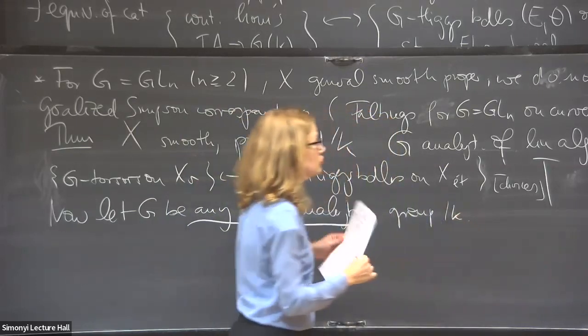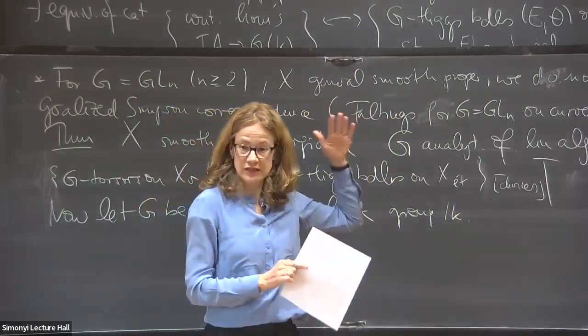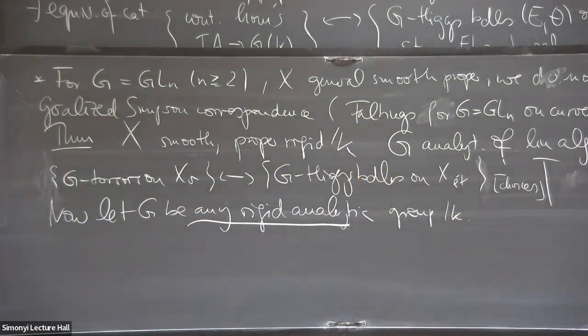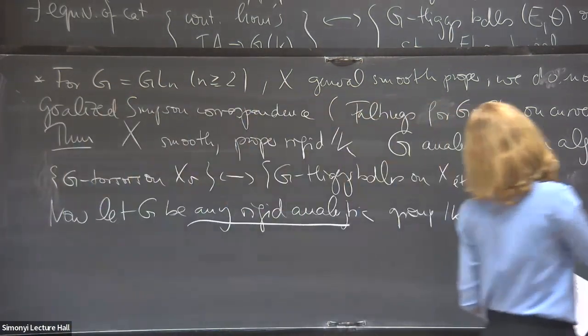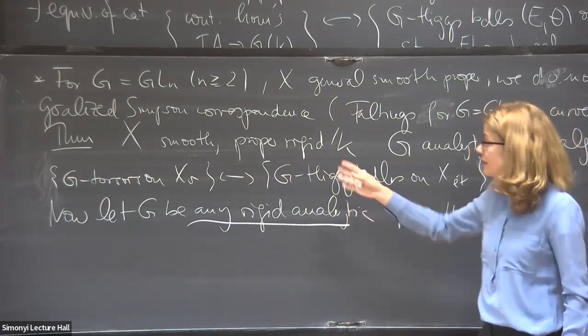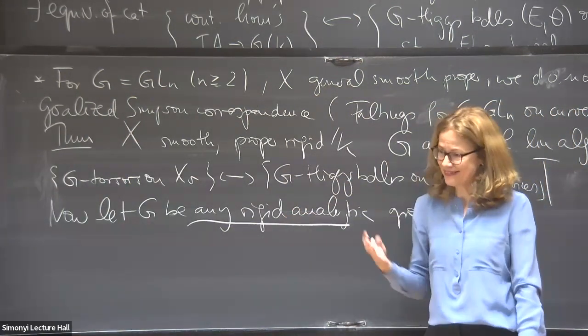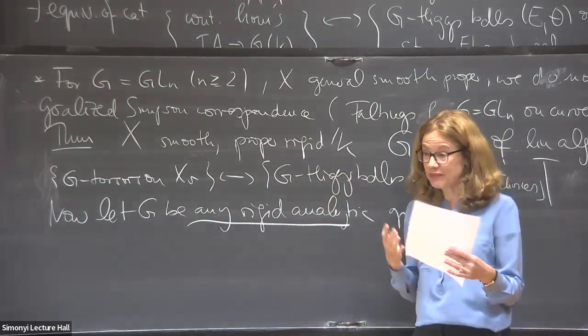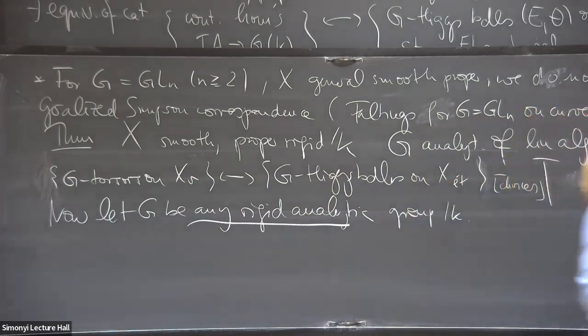Group, of course, is the group object in my category of rigid analytic varieties. When I talk about rigid analytic group, I always mean such a thing. And okay, we can try to formulate these kinds of results for any rigid analytic group. For example, you could take an abelian variety, yeah? If you remove the condition that it's linear algebraic, you could take very basic stuff.